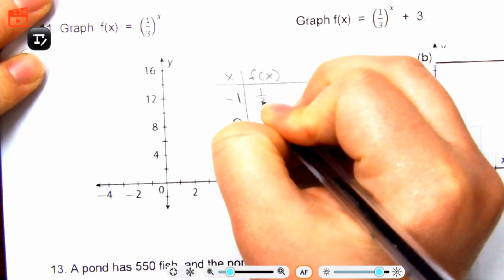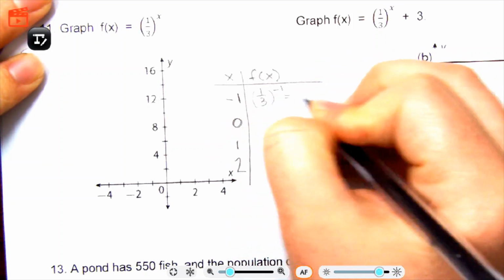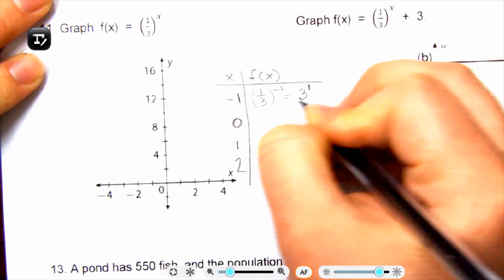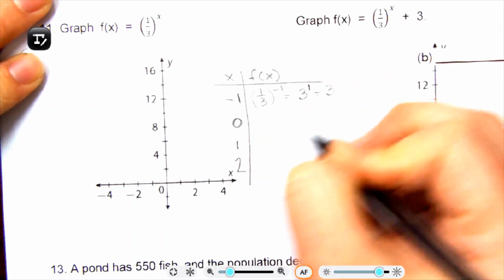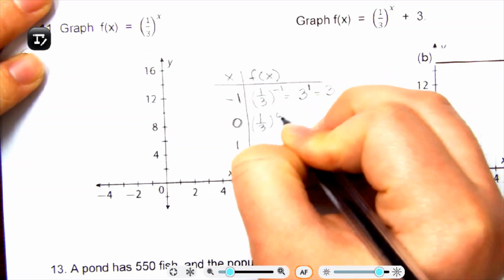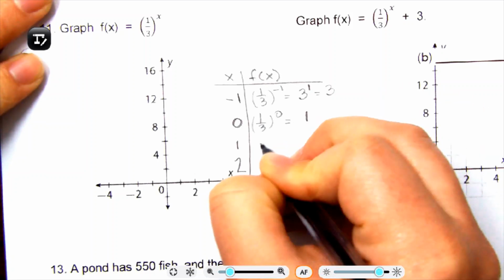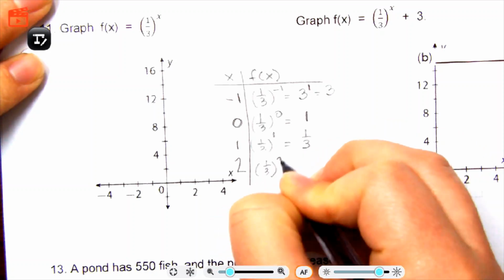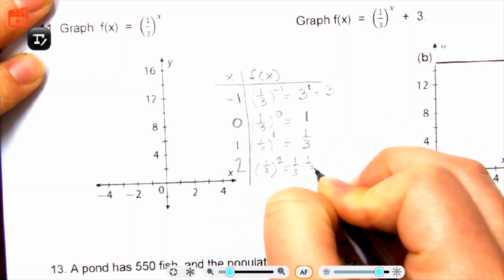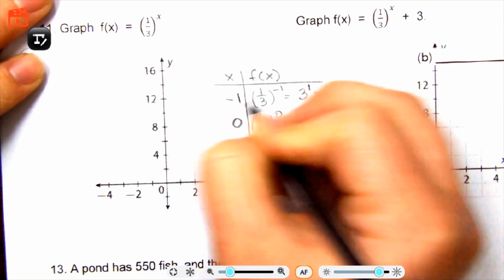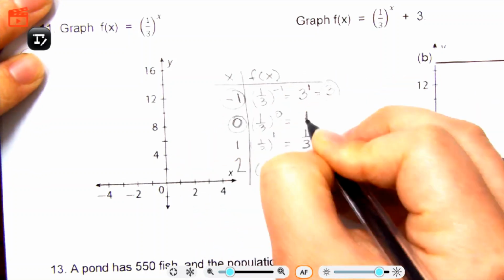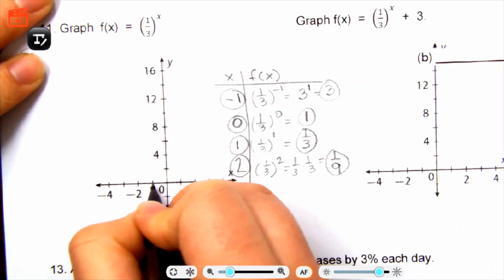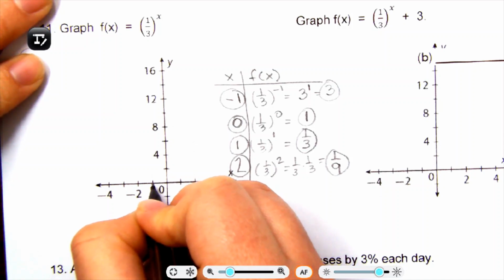So 1/3 to the negative 1 power, that means we flip the fraction. Here it is, we flipped it. And so this is 3. 1/3 to the 0th power, anything to the 0 power is 1. Then we have 1/3 to the first power, that's 1/3. And 1/3 squared, that means 1/3 times 1/3, that means 1/9. So here's our input, output, input, output, input, output, input, output. So when I have -1 as my input, my output is 3.